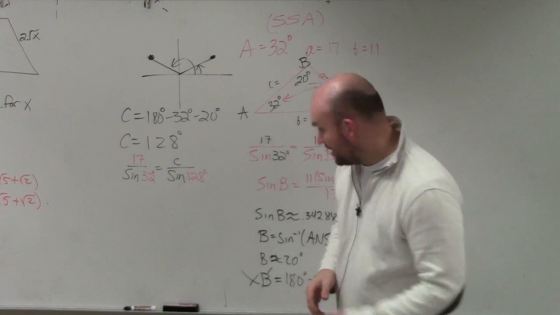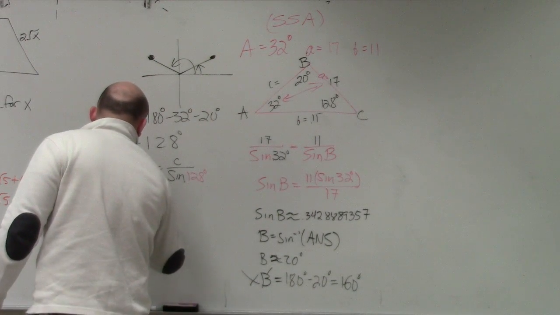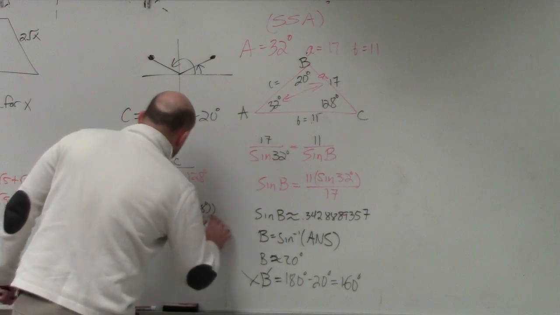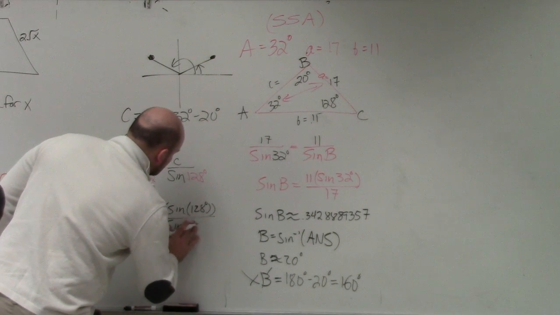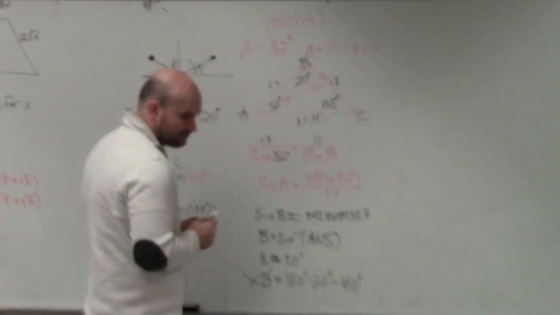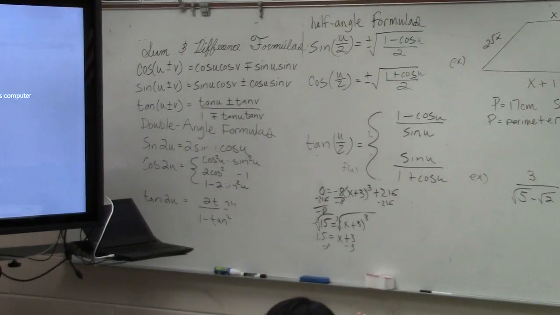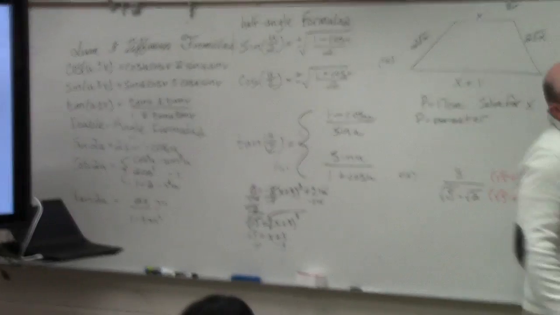So now we just cross multiply. And when we cross multiply, we have c is equal to 17 times the sine of 128 all over the sine of 32 degrees. So then we go back to our calculator. And we basically just do 17 times the sine of 128, and then divide that by the sine of 32. And we get 25.279. If we're just going to round this to whole numbers, that'd be about 25. Right, so I'm just going to round that to a whole number for this problem.